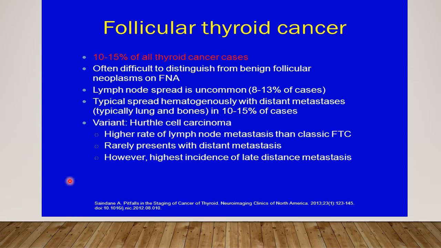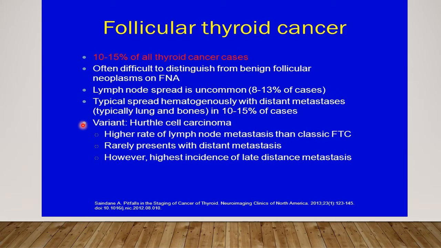Next, we come to follicular thyroid cancers, which constitute about 10 to 15% of all thyroid cancers. It's next most common after papillary. It's often difficult to distinguish from benign follicular neoplasms on FNAC, and this is where sometimes you may need thyroid sequential DNA testing to confirm whether it is benign or malignant. Lymph node spread is uncommon. Typical spread is hematogenous, with distant metastasis typically to the lungs and bones.